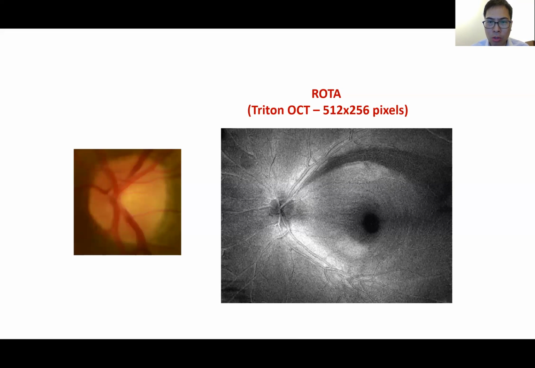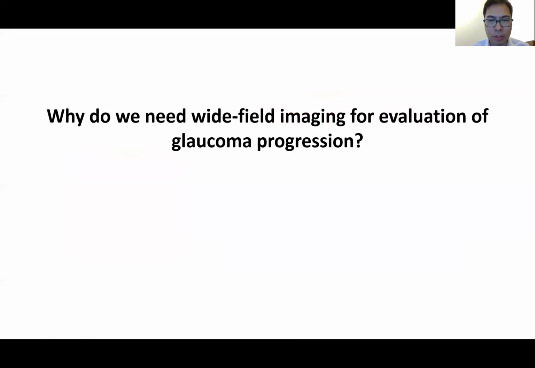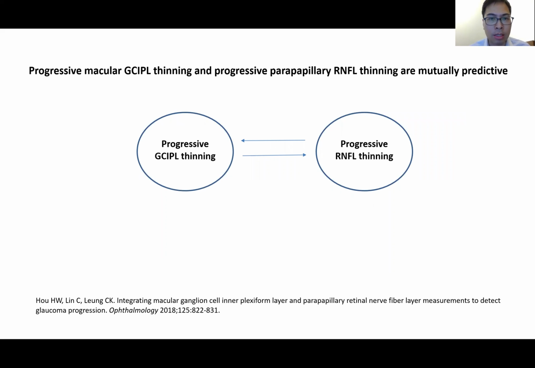You actually need to look at the macula so that you get a comprehensive assessment of the damage of the optic nerve. So again, why do we need wide field imaging for evaluation of glaucoma progression? We need wide field imaging for detection of glaucoma, but do we also need wide field imaging for evaluation of change in the detection of glaucoma progression?